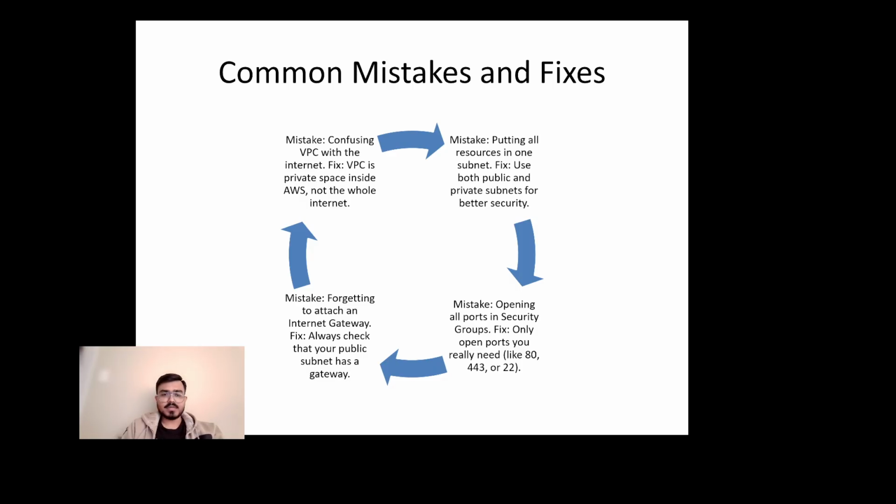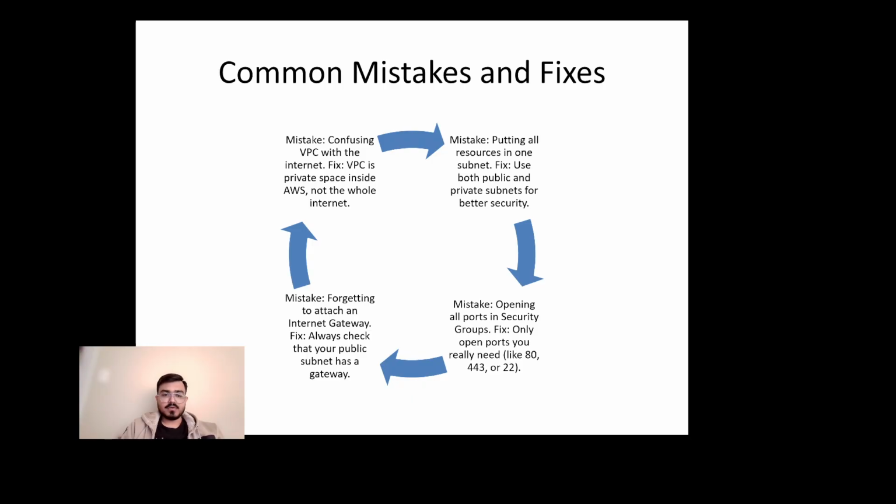Let's see some common mistakes and how we can fix them. Here are some common beginner mistakes and how to fix them. Mistake: putting all resources in one subnet. So how can you fix it? Use both public and private subnets for security.